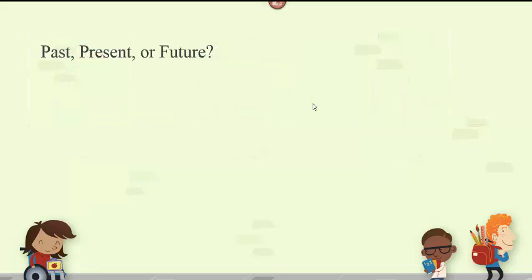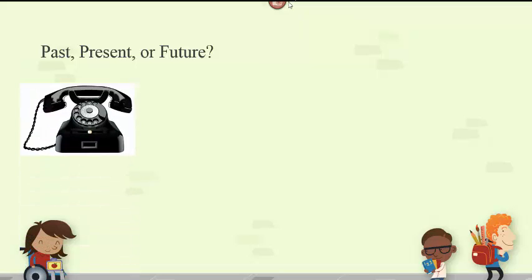Let's take a look at some pictures. And you tell me, is this picture from the past? Is it pictured from the present or the future? So first let's look at this phone. What do you think? Is this a phone like the phones you have today in the present? Maybe it's a phone from years ago in the past. Or maybe it's a future phone. It hasn't been created yet. What do you think?